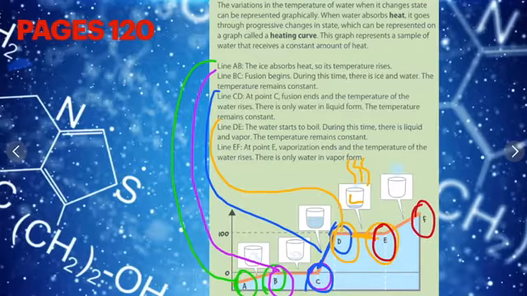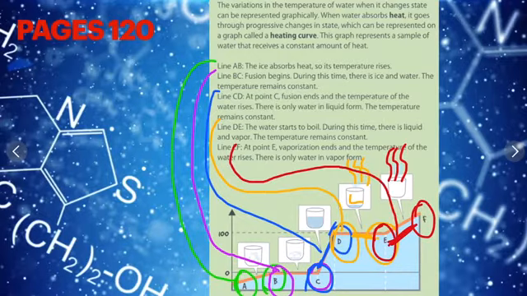Now it says line EF, at point E, the evaporation ends and the temperature of the water rises. There is only water in vapor form. So from EF, there is only water in vapor form. Okay, you don't see water over here. If you notice over here, it's empty right here. Okay, so this will be line EF.